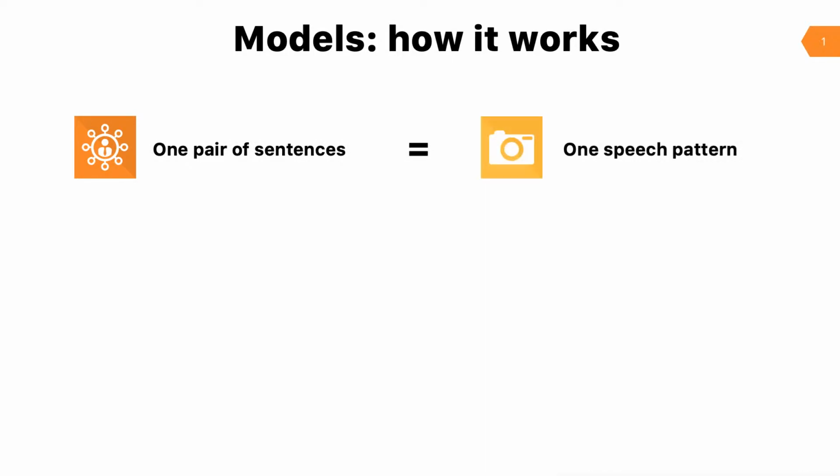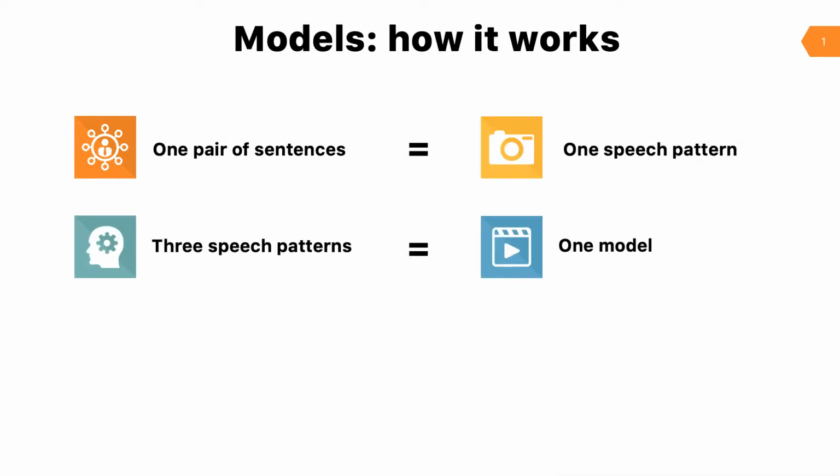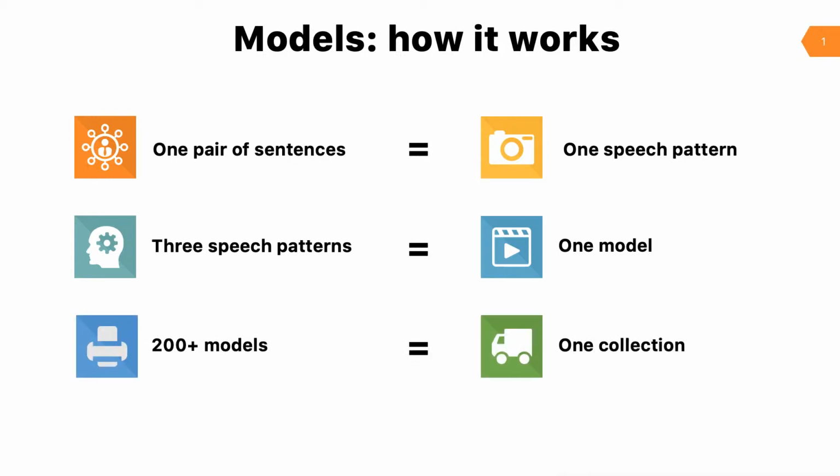So, how does it all work? Let us recall our terminology once again, so that we can firmly understand that we're talking about the same thing. One pair of sentences is one speech pattern, 3 speech patterns are one model, 200 models are one collection. We always take no more than 5 elements for downloading.